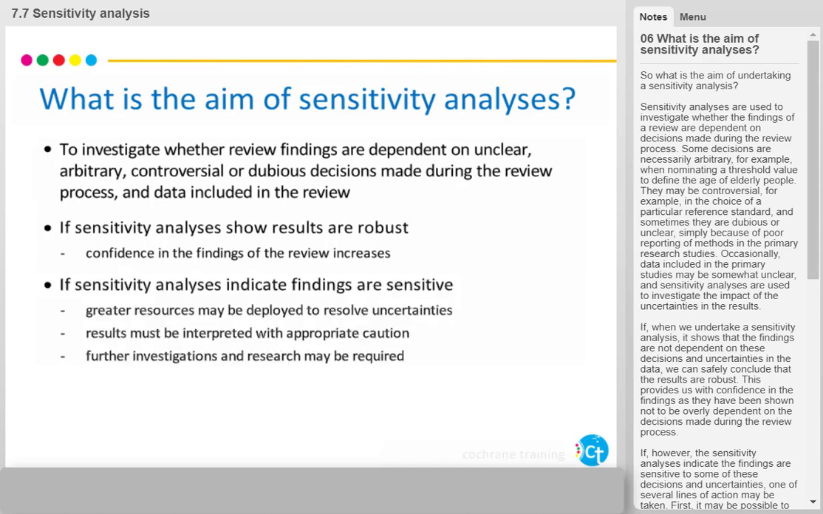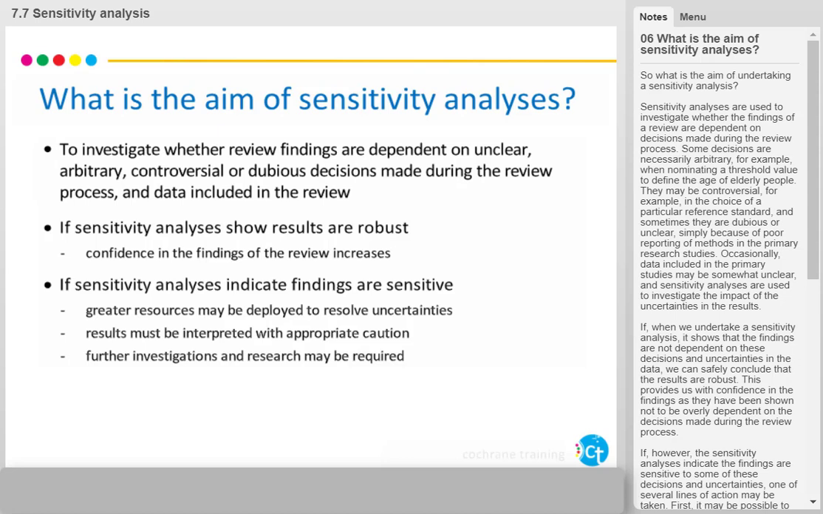If, however, the sensitivity analyses indicate that the findings are sensitive to some of these decisions and uncertainties, one of several lines of action may be taken. First, it may be possible to reduce uncertainties by deploying greater resources. For example, if an aspect or result of a study is omitted or unclear in the research paper, corresponding with the author may provide clarity and remove that uncertainty.